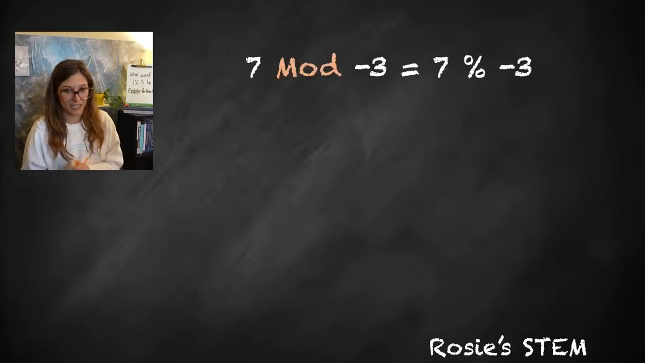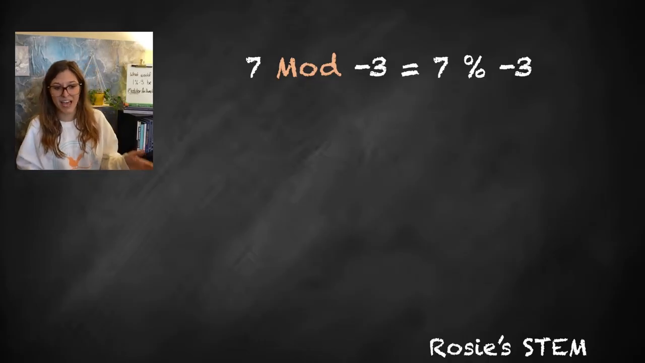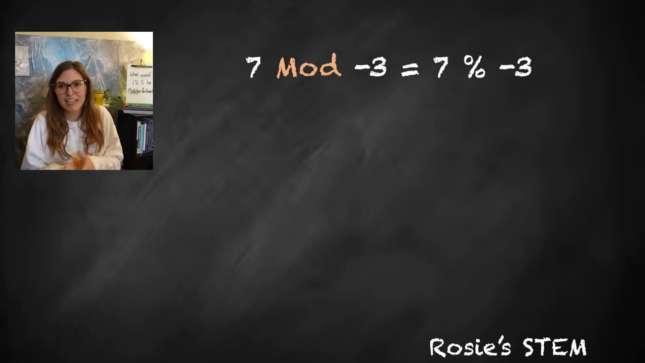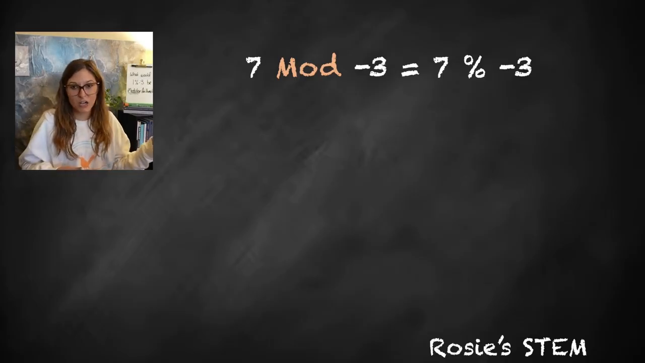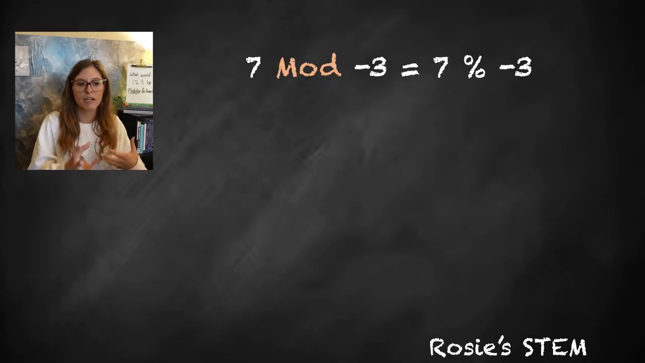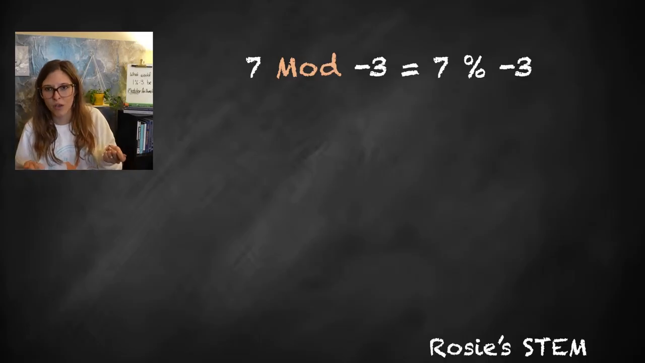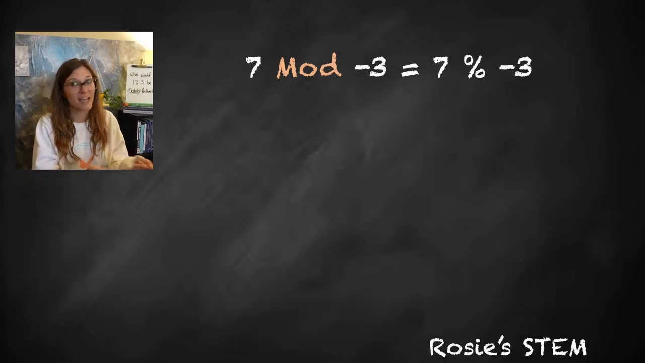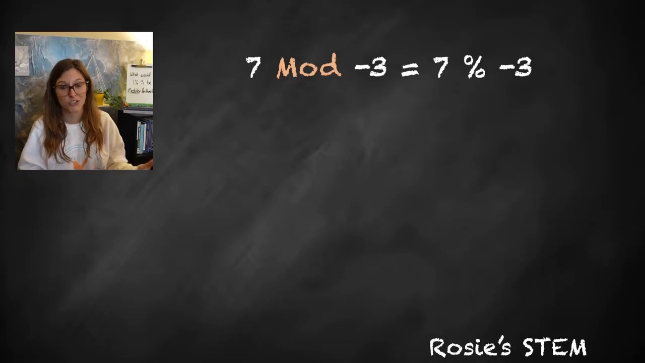Now, what if we were looking at 7 mod -3? So what if instead of the 7 being negative, the 3, our divisor, is negative? In math, modulo is usually defined only when the divisor is positive. In modular arithmetic, we're looking for the remainder after division, and the remainder is always between 0 and the divisor minus 1. We don't usually consider a remainder to be negative, but the percent sign in Python is not actually pure math modulo. So Python doesn't consider this problem undefined. It will give you an answer to your problem.